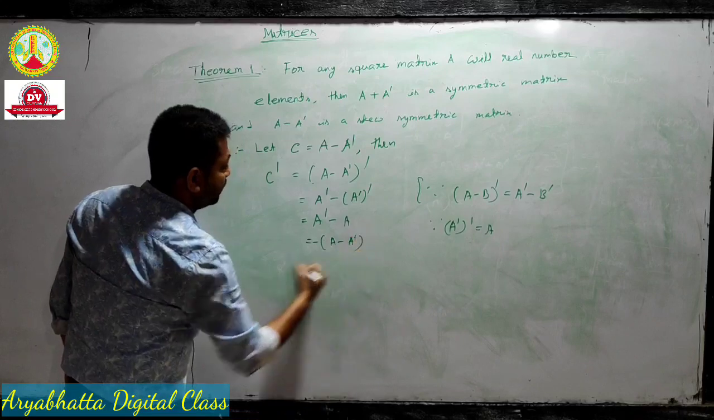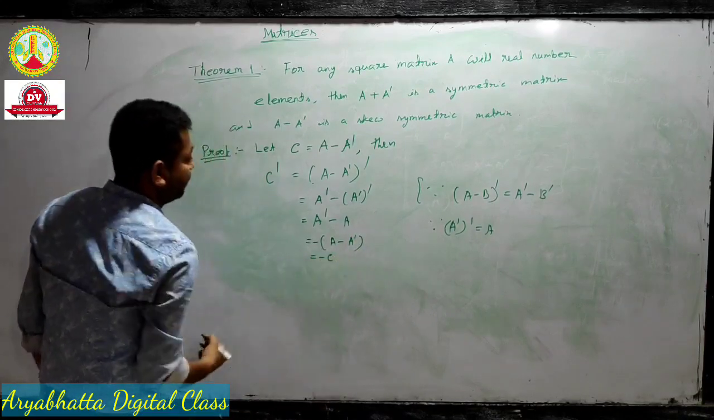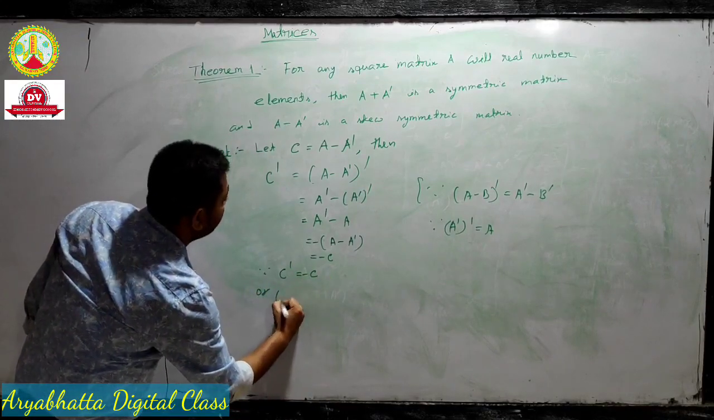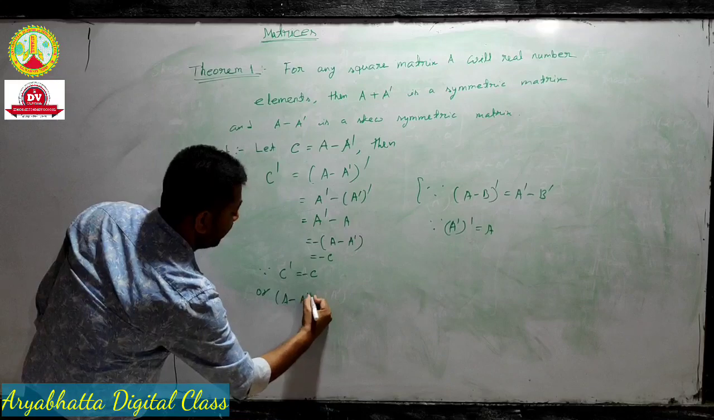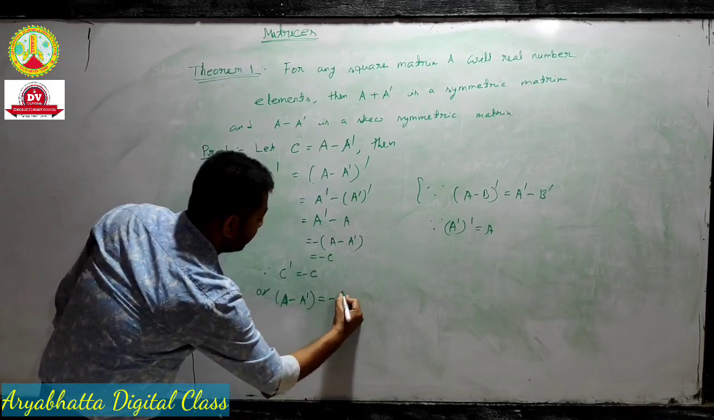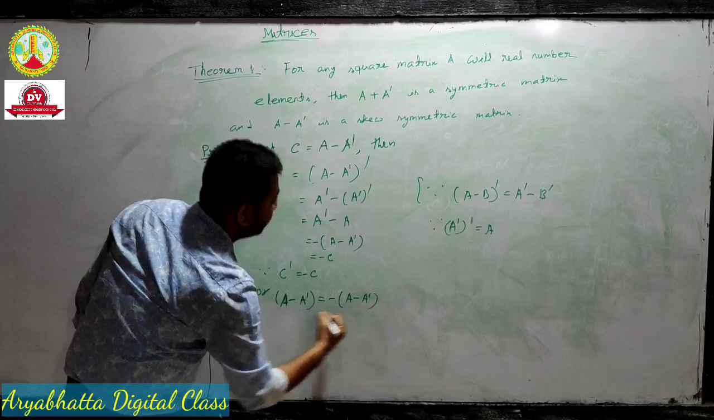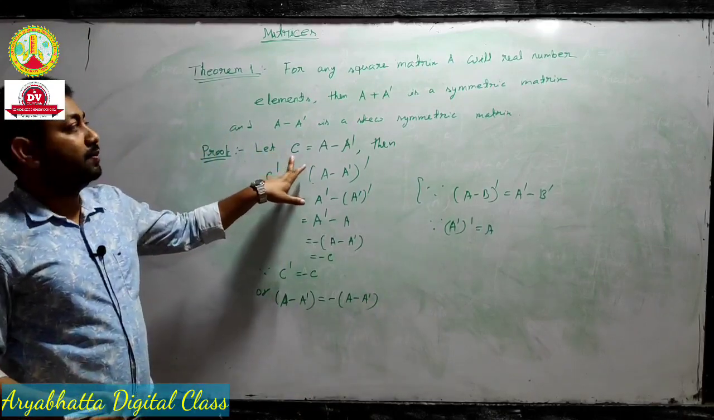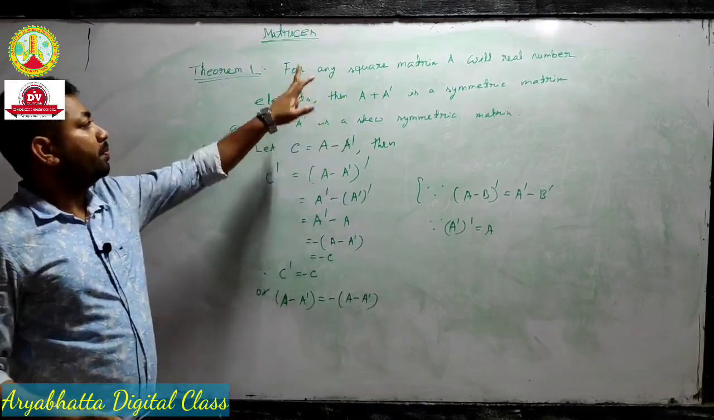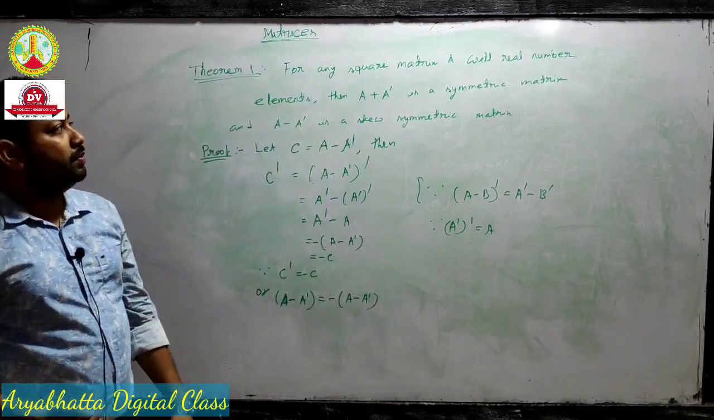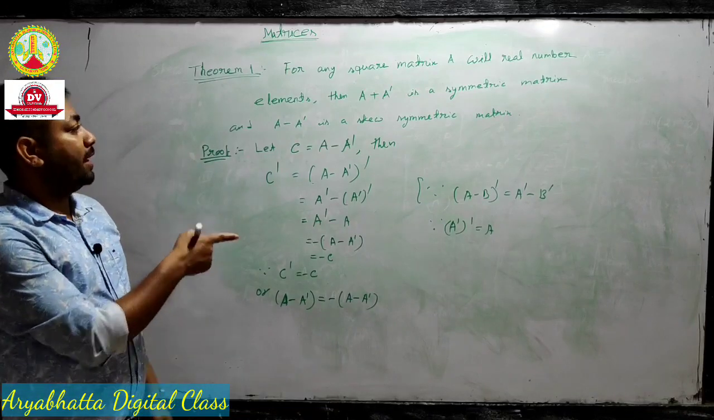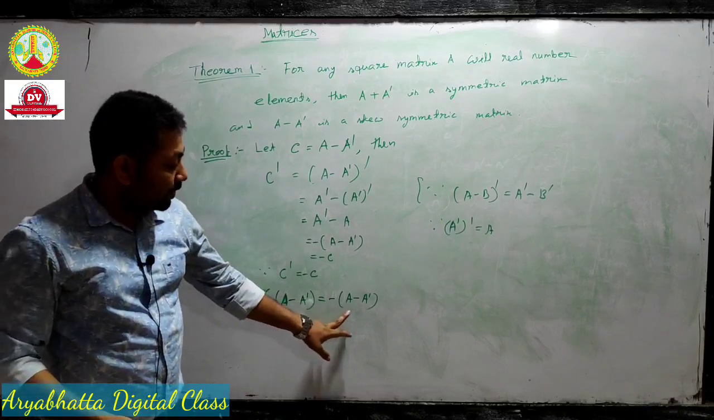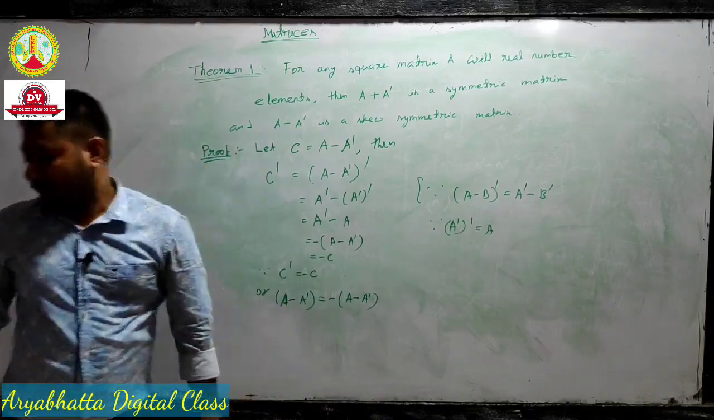A dash minus A, which equals minus C, that is, minus of A minus A dash. Since C dash equals minus C, therefore C is a skew-symmetric matrix. If A is a square matrix with real number elements, then A minus A dash is a skew-symmetric matrix, because C dash equals minus C. Next, theorem number 2.